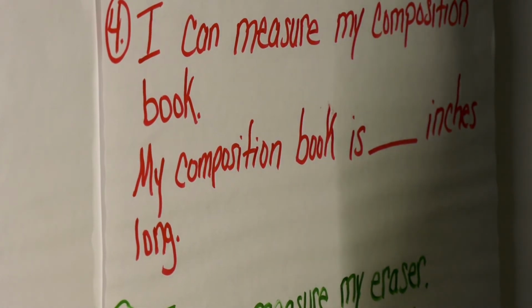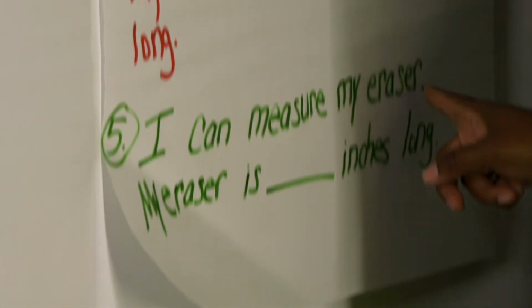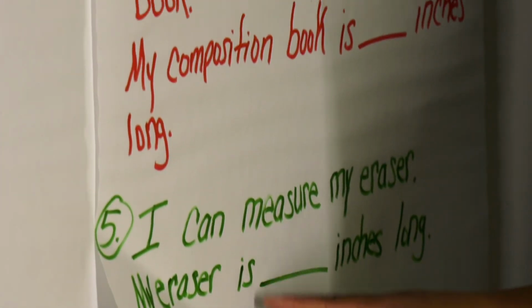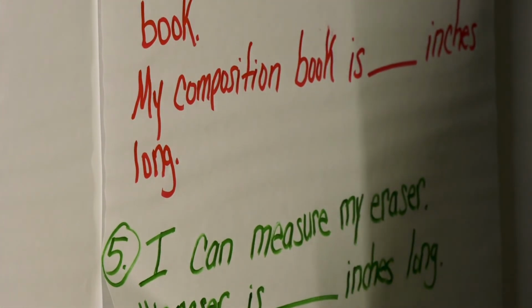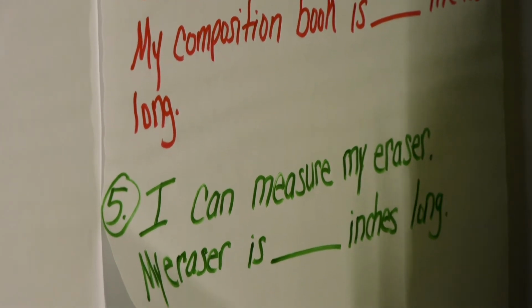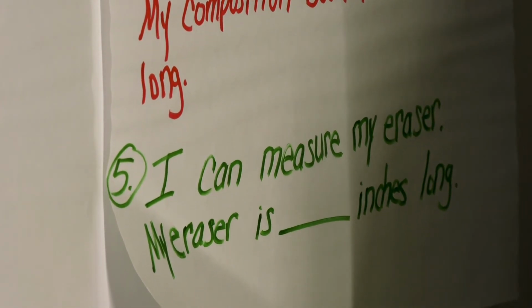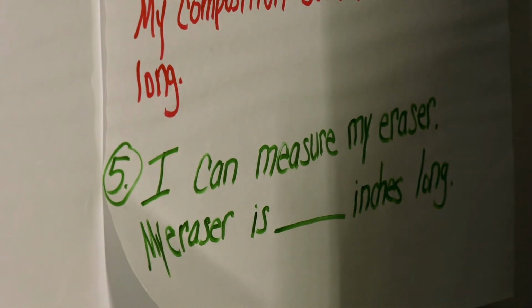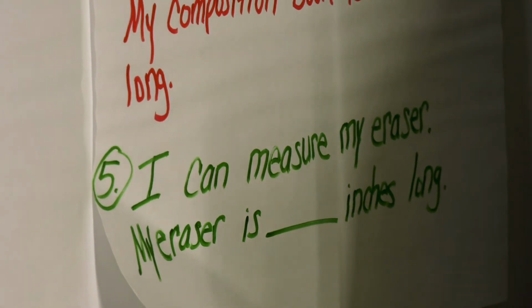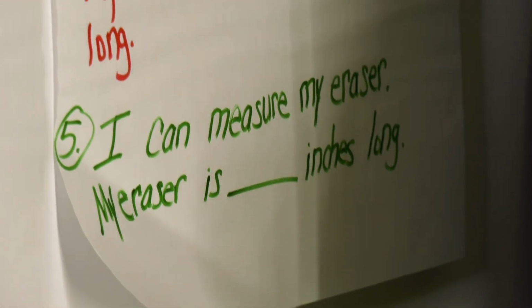All right, let's look at number five question. Number five says, I can measure my eraser. My eraser is blank inches long. So you can get your eraser and measure it. Some erasers are long, some erasers are short. So you take your ruler and you measure to see the length of your eraser.